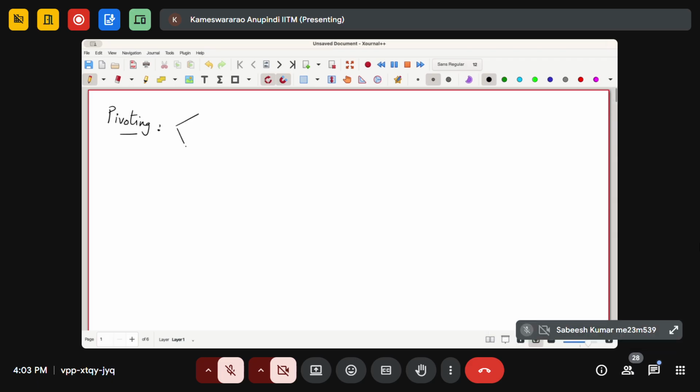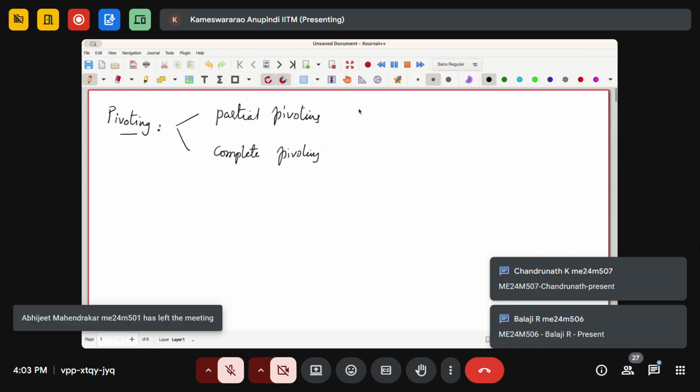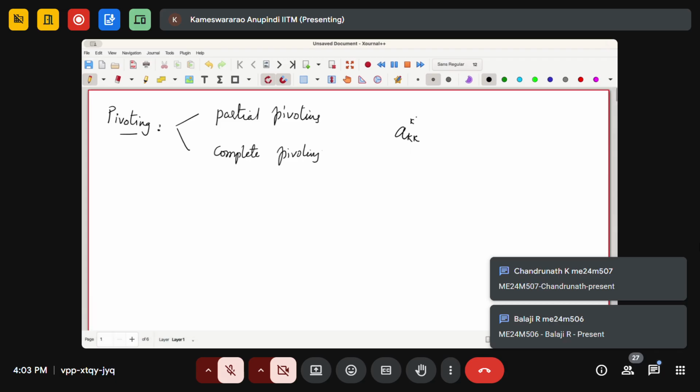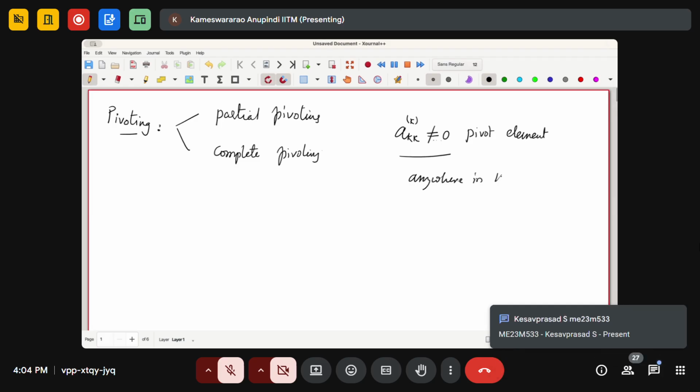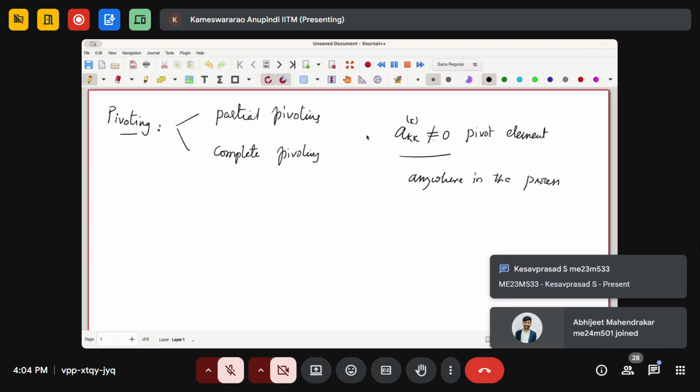So pivoting basically has two types: one is called partial pivoting, and the other is called complete pivoting. So far, we have assumed that this a_kk, the pivot element, is not equal to 0 anywhere in the process. That means whatever diagonal element we get is never 0. That is what we have assumed, right?